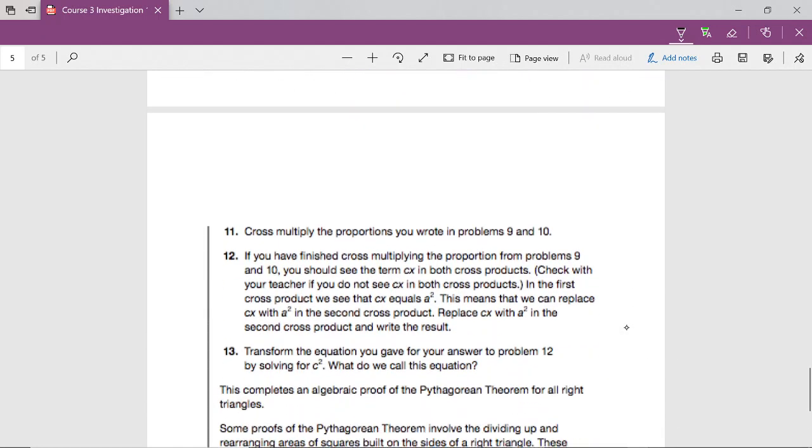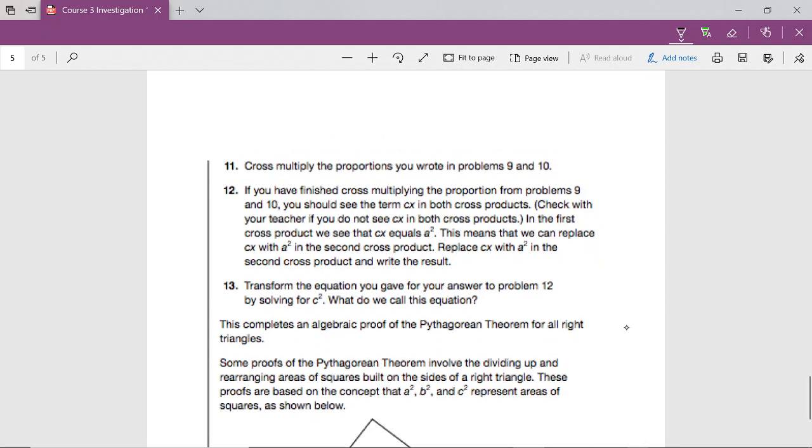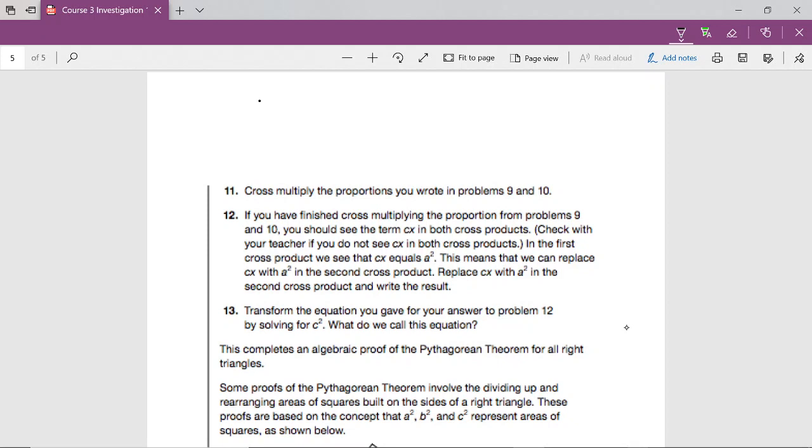And the last part of this is the actual proof. We need to cross multiply the proportions that we found in problems 9 and 10. So we have C over A equals A over X. I'll start with that one. And I'm going to cross multiply, and I see that A squared equals CX. Can't simplify it any more than that. I'm not looking for a particular variable to be simplified, so I'm going to leave it just like that.